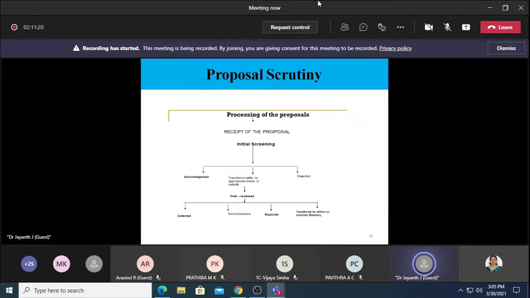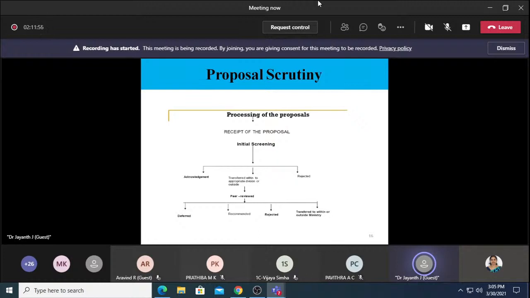Second, after it is transferred to the appropriate division, it will go under peer review. How many members will be reviewing your proposal? The expert committee is a total of 14 to 18 members. Of these, a minimum of 6 members will read your proposal. Out of that, 80% of the members should say this is eligible or recommended for the future process. So how it is recommended, or why it is rejected, or how it is deferred.